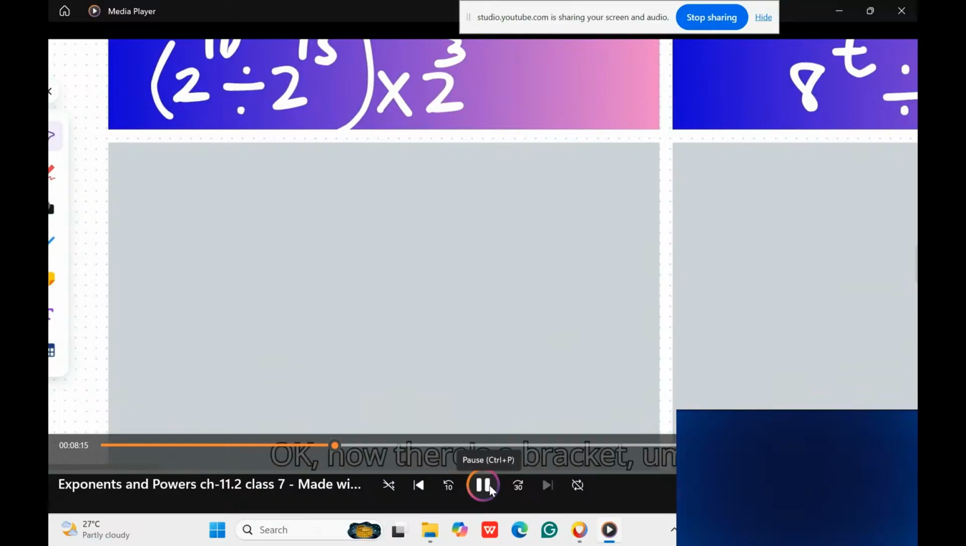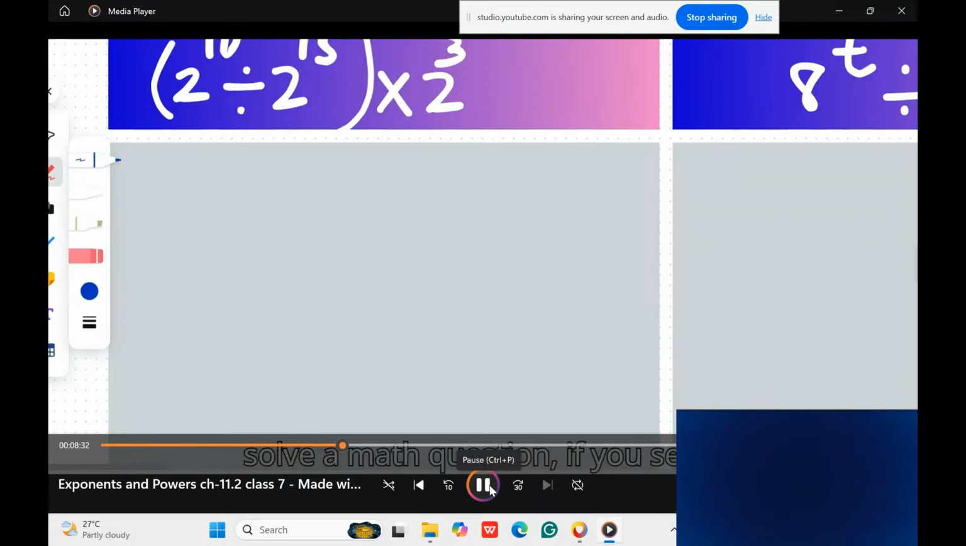Okay, now there's a bracket. Here, I hope you remember BODMAS. BODMAS, though you learned it at some stage, like you might have learned it in grade 4, 5 or 6, whichever grade you learned, it is for life.